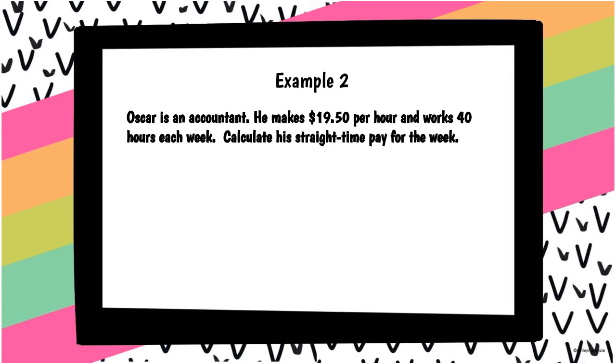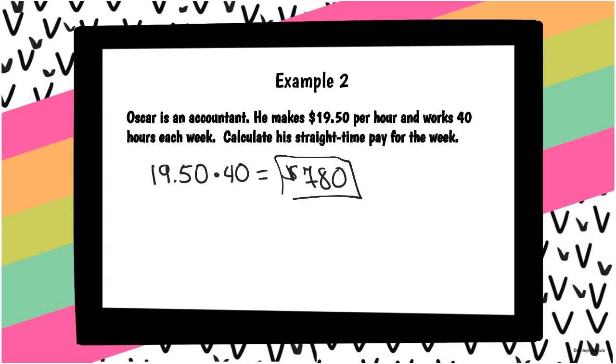All right, for example 2, we have Oscar, who's an accountant. He makes $19.50 per hour and works 40 hours each week. Again, we're going to calculate his straight time pay for the week. So we're going to do the same thing. We take how much he makes per hour, we multiply it by the number of hours he works. So $19.50 times 40 gives us that he makes $780 per week.